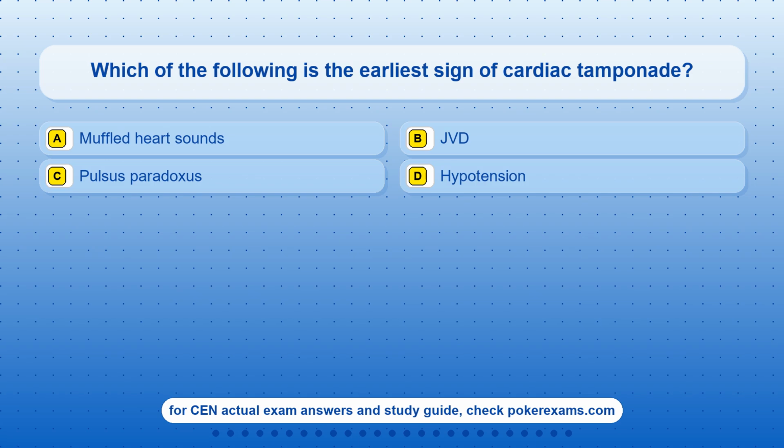Question 18. Which of the following is the earliest sign of cardiac tamponade? Option A, muffled heart sounds. Option B, JVD. Option C, pulsus paradoxus. Option D, hypotension.